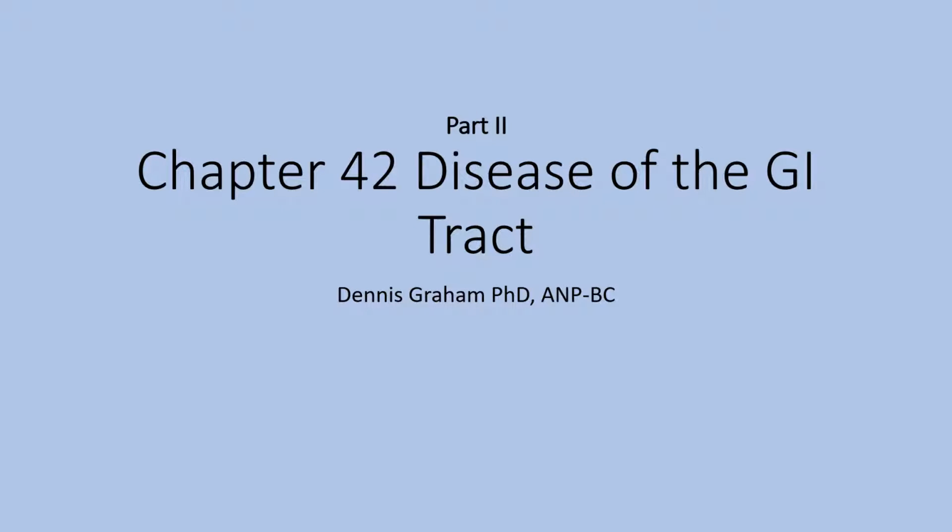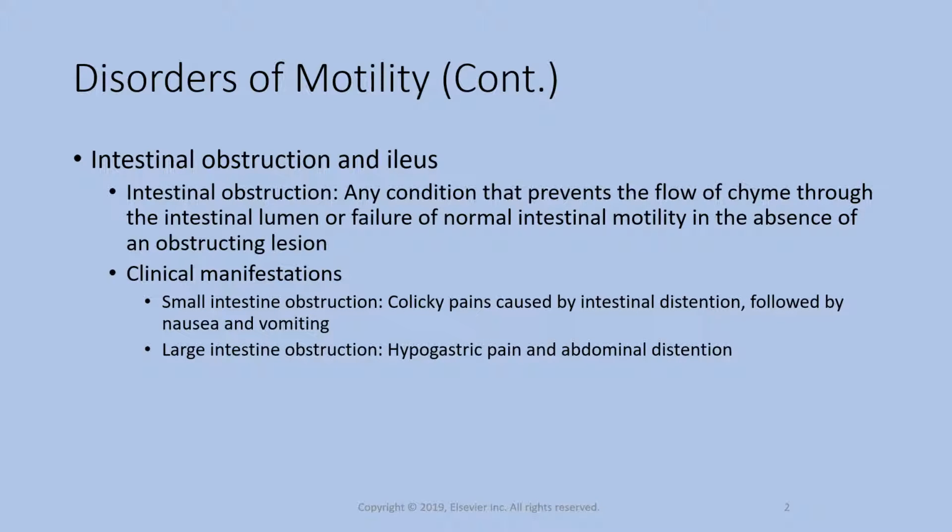This is part 2, chapter 42, diseases of the GI tract. One of the major problems you have to ascertain when you have a patient with vomiting, nausea, or abdominal pain is: are they having an obstruction?